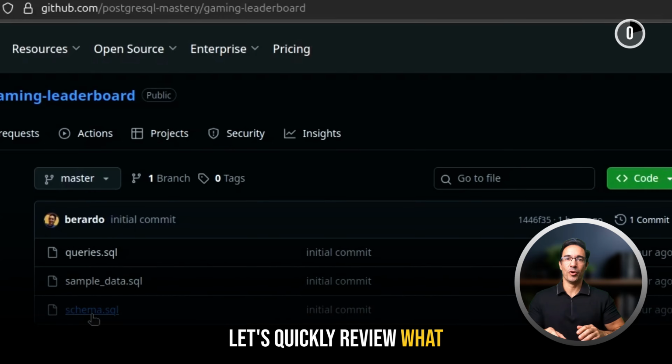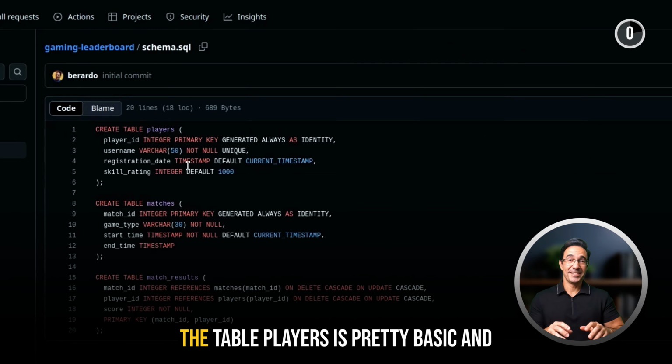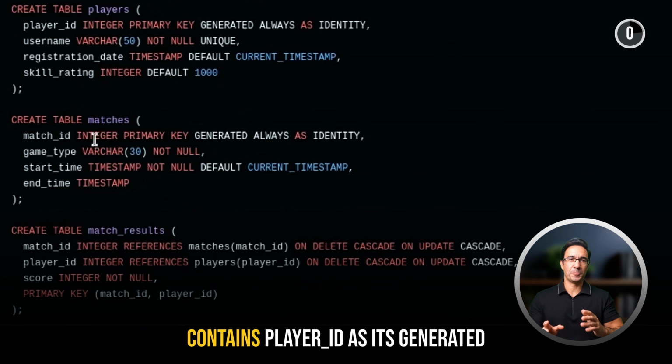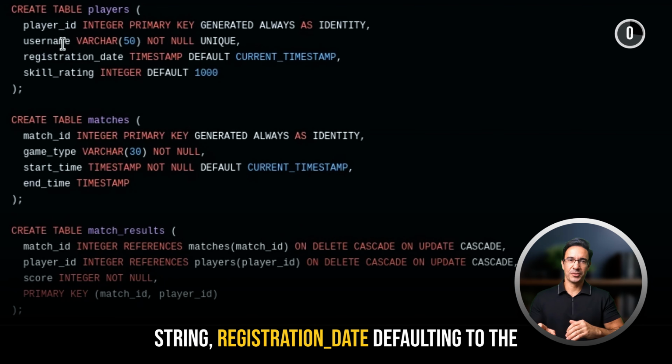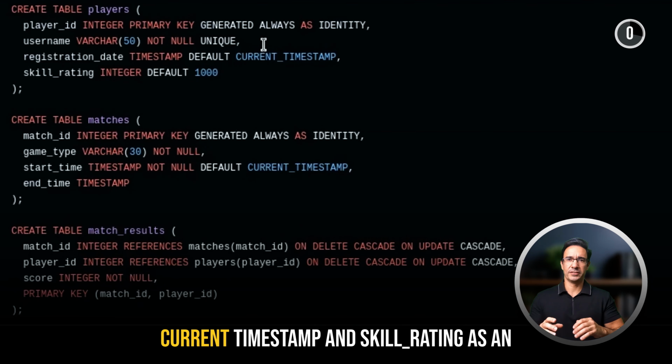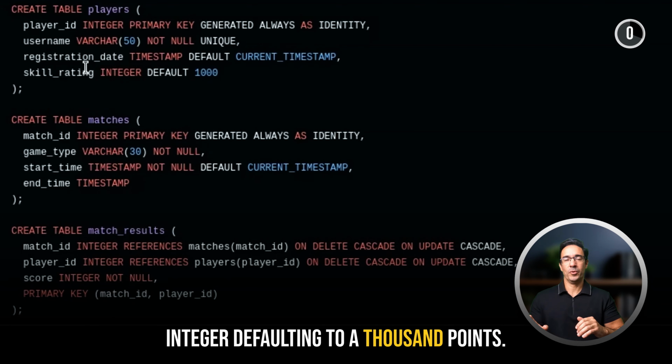Let's quickly review what tables we'll be working with. The table players is pretty basic. It contains player ID as its generated primary key, username as unique required string, registration date defaulting to the current timestamp, and skill rating as an integer defaulting to 1000 points.